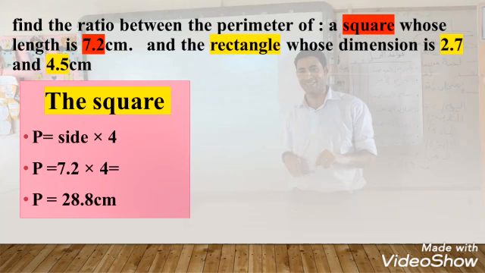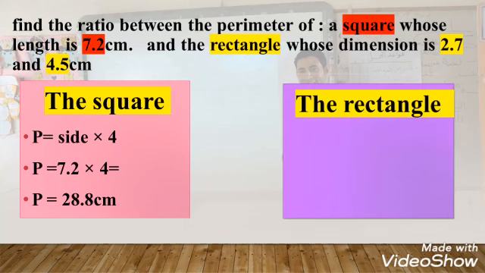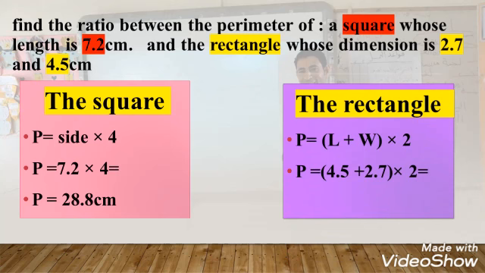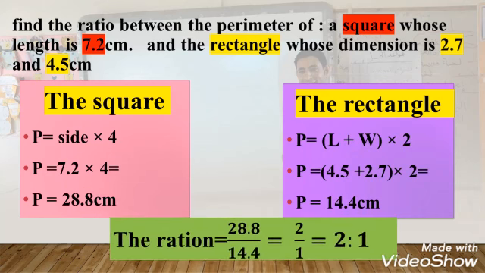Now we will calculate the perimeter of the rectangle. Perimeter of a rectangle equals length plus width, all times 2. Then perimeter equals 4.5 plus 2.7, all times 2. The result will be 14.4. The ratio between the perimeters of the square and the rectangle equals 28.8 divided by 14.4, equals 2 divided by 1. Then the ratio between the perimeter of the square and the rectangle equals 2 to 1.